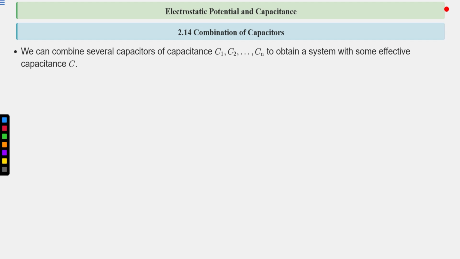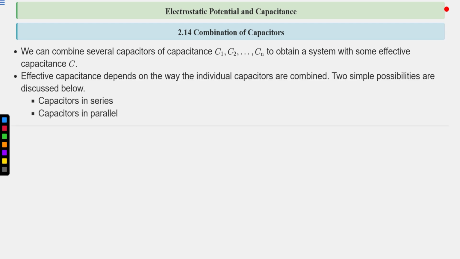So we require a combination to acquire the required capacitance that we want in the circuit, to obtain a system with some effective capacitance C. The effective capacitance depends on the way the individual capacitors are combined. Two simple possibilities are discussed here: one is capacitors in series and one is capacitors in parallel.